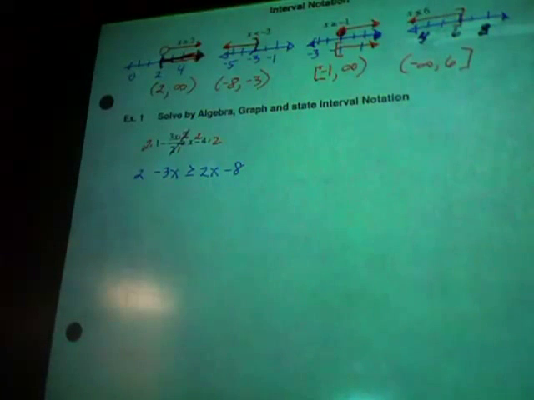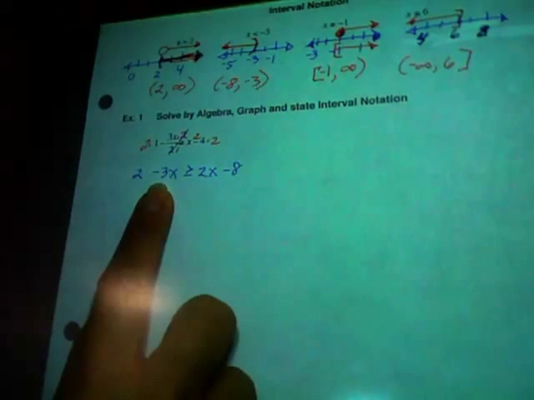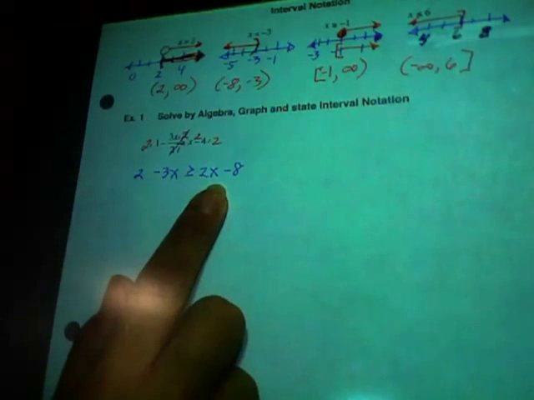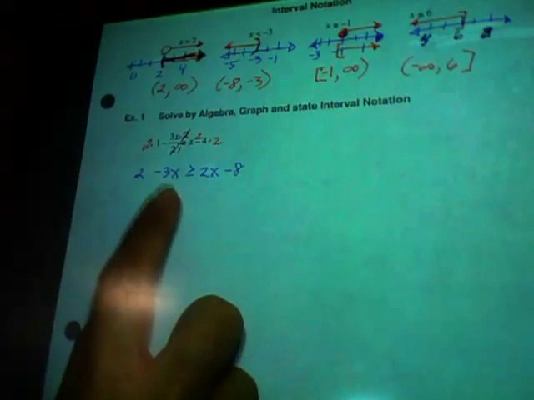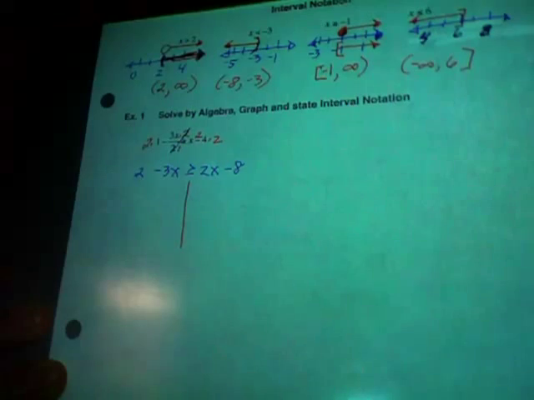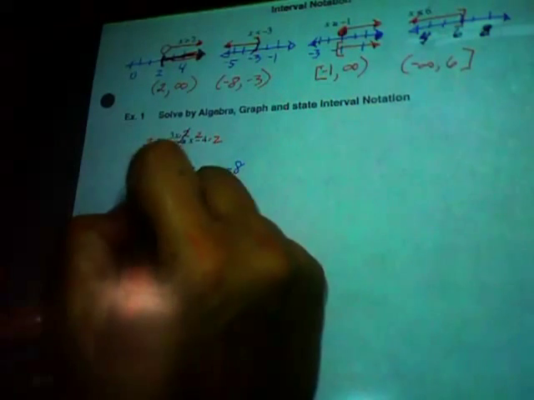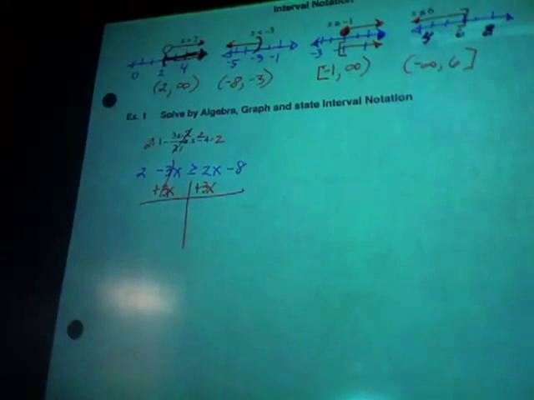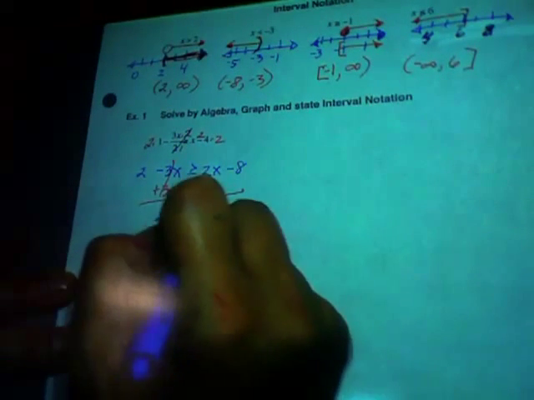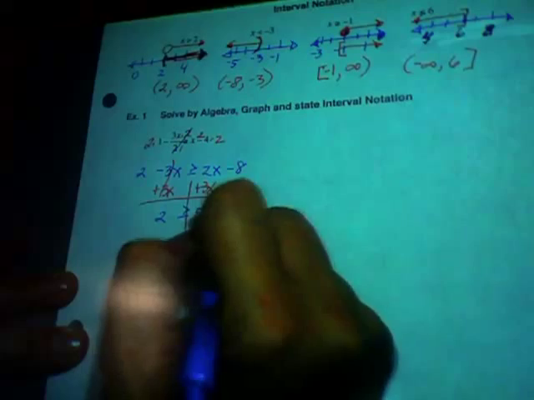To avoid having to multiply or divide by a negative and then having to remember to flip the inequality sign, if I were you, I would avoid a negative coefficient of my x at all costs. So isn't the negative 3x smaller than the 2x? That's the one I would choose to move, because here's my left and right side of my inequality, right where the inequality sign is. Add a 3x, add a 3x. So you're left with 2 greater than or equal to 5x minus 8.